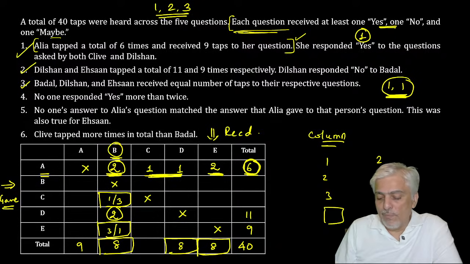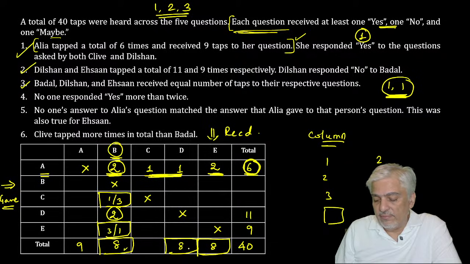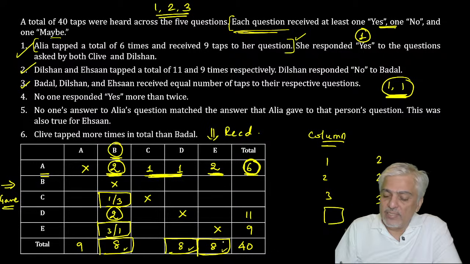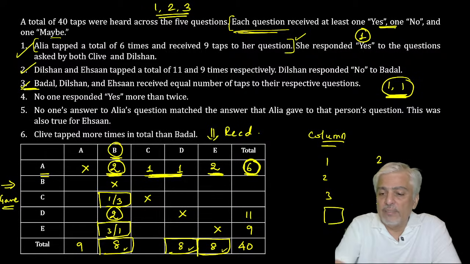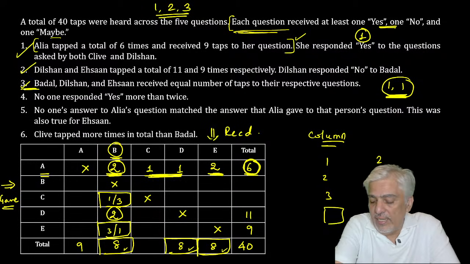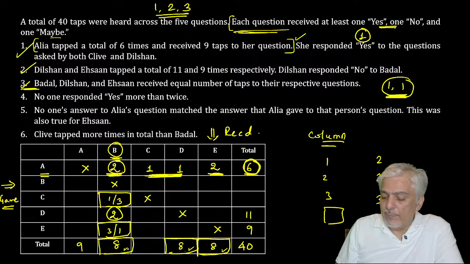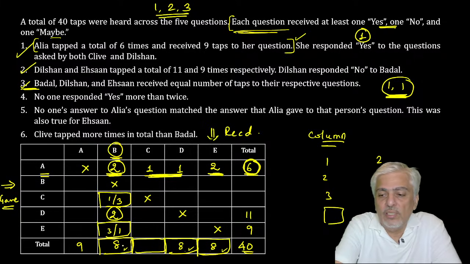Okay. So therefore Badal ka total will become 8, and because Badal is 8, even D is 8, and even E is 8, because they had told us in point number 3. Now 8 plus 8 plus 8 plus 9, subtract from 40. We will get this answer. So what is Clive ka total?